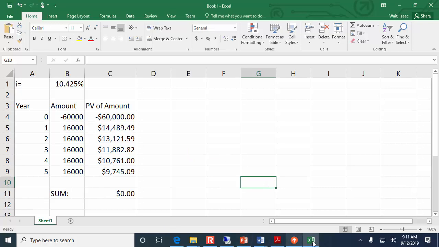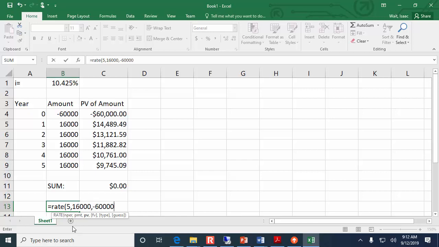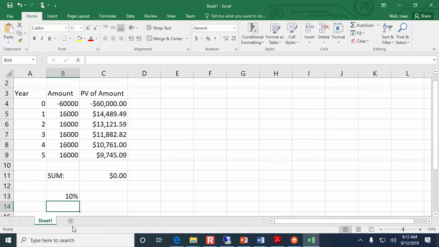We can also use a function called the rate function. And on the handout you've got, it says observe the Excel solution using the function rate. So watch how easy this is. You just do equals RATE and NPER. So the number of years is 5. The payment amount is 16,000. And then the present value is negative 60,000. Now hopefully we don't need to make adjustments for sign.